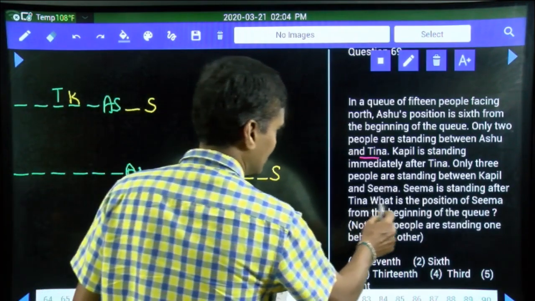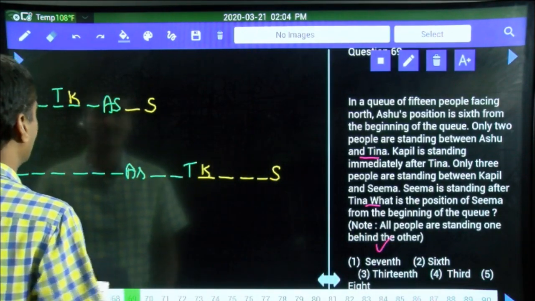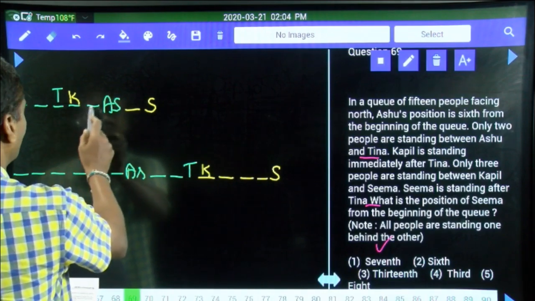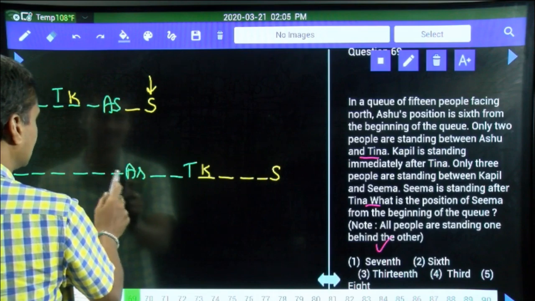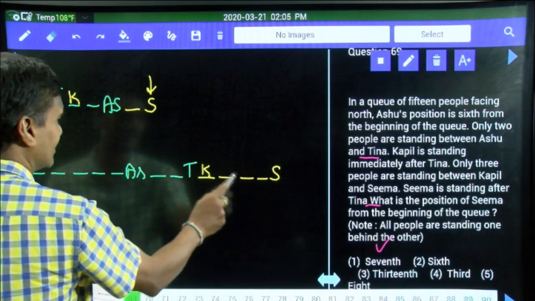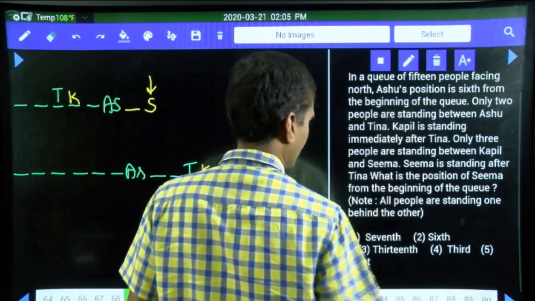And what is the position of Seema from the beginning of the queue? 1, 2, 3, 4, 5, 6, 7, 8th position. Here, 1, 2, 3, 4, 5, 6, 7, 8, 9, 10, 11, 12, 13, 14, 15. Yes, tell me what is your answer here?